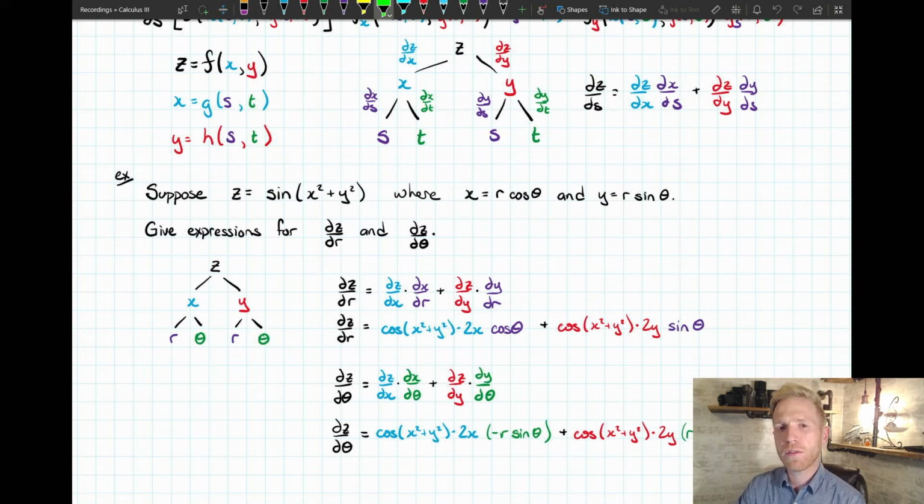Now, what about if you were to take a look at a second order partial derivative? With the multivariable chain rule, we may have to use that tree diagram all over again to come up with expressions for the second partial derivative.